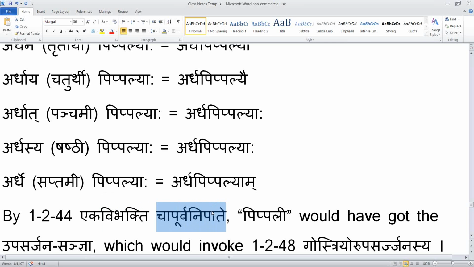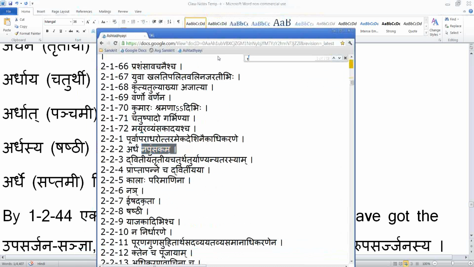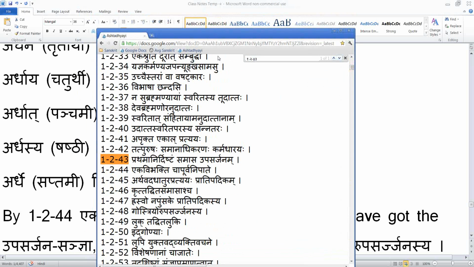Because if this upasajana sanya pippali got is on the basis of its being niyata vibhakti, then... let me just first go to the Ashtadhyayi to make sure where we are. We have been using 1243 all the time. Prathama nirdishtam samasa upasajanam. This is the next sutra: eka vibhakti cha apurvanipate, which means something which maintains a vibhakti as a constant in the laukika vigraha vakyam, when the other padam takes all the various vibhaktis depending on the vibhakti coming from the samasta padam, that which is maintaining the same vibhakti, whose vibhakti is constant, will also qualify, by cha.